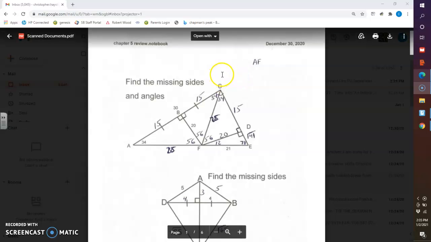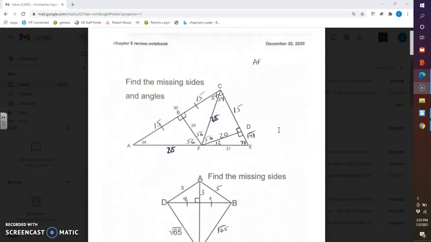Alright, so here's the answers to the first question from your review. This picture will be given to you on your test, and you'll be basically asked to find all the missing angles and all the missing sides. I wrote in all the missing angles and missing sides here. So this was given as 90 degrees, this was given as 90 degrees, this is 34 degrees. AC is 30, okay, and FE is 21.